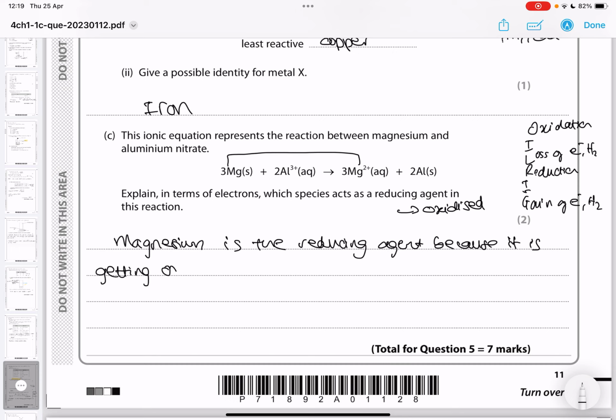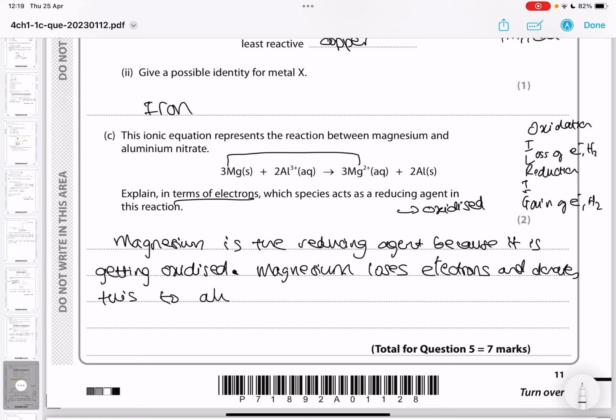Now, we have to explain this in terms of electrons, as it says in the question. So you have to make sure you include that. Magnesium is losing electrons, but what's happening to the electrons? It's donating them to aluminium. So the reason why it's getting oxidized is because magnesium loses electrons and donates them to aluminium, and as a result it is acting as a reducing agent. Okay, it's reducing aluminium, but itself is getting oxidized.